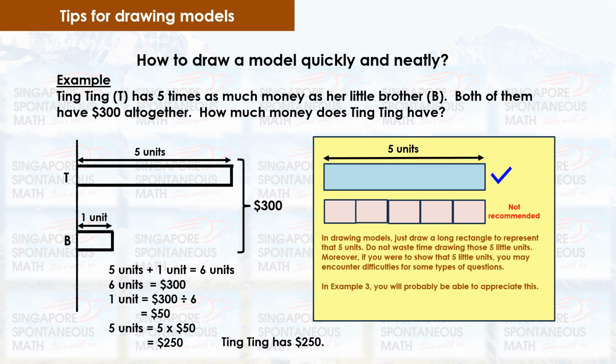In drawing models, just draw a long rectangle to represent that 5 units. Do not waste time drawing those 5 little units. Moreover, if you were to show that 5 little units, you may encounter difficulties for some types of questions. In example 3, you will probably be able to appreciate this.